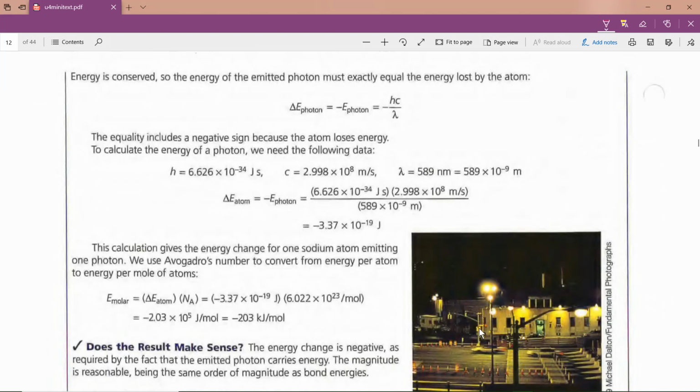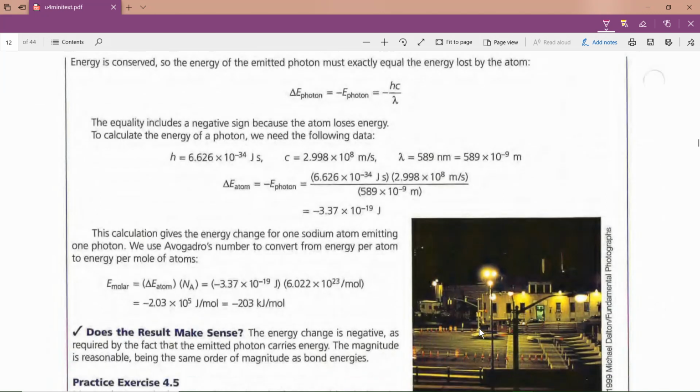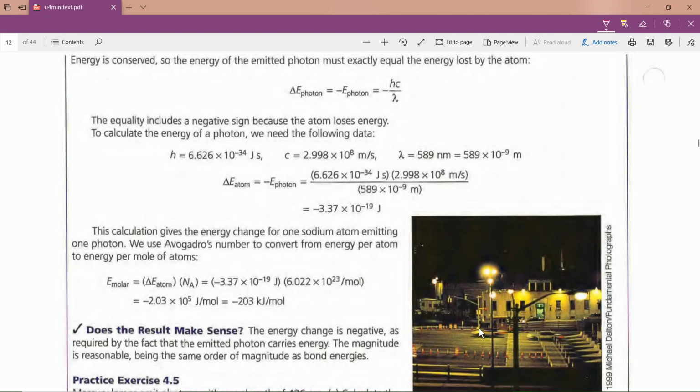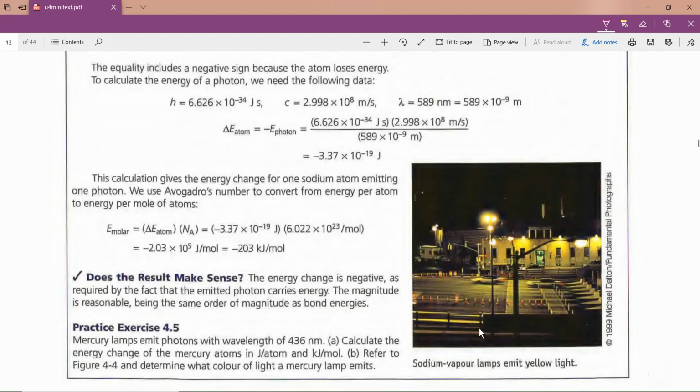The equality includes a negative sign because the atom loses energy. So we just get the value for hc over lambda, and that's the amount of energy lost. Okay, so the book made it a bit too fancy. I would just go straight to hc over lambda. It says hc over lambda, and I get that the energy carried away by the photon is 3.37 by 10 to the minus 19 joules. The negative sign means energy is released.